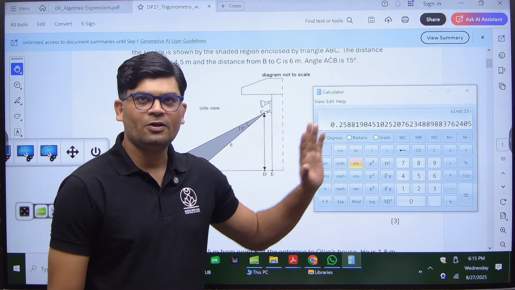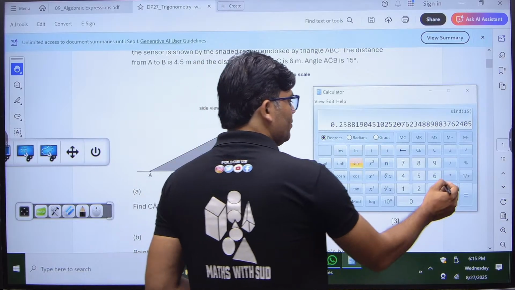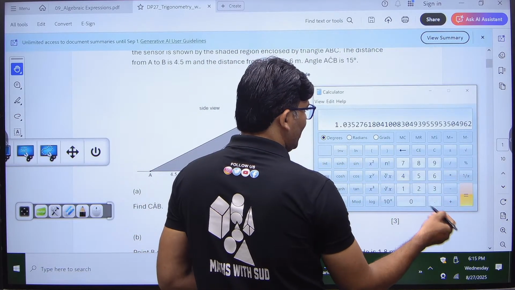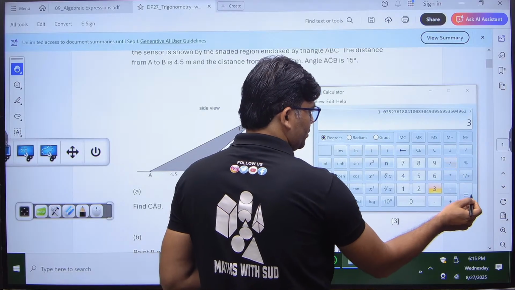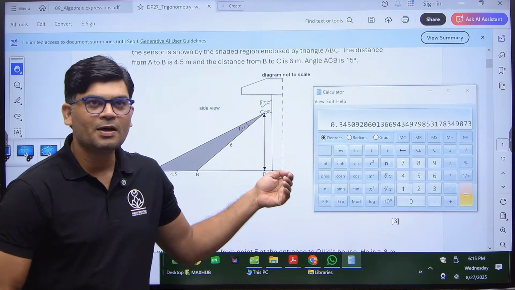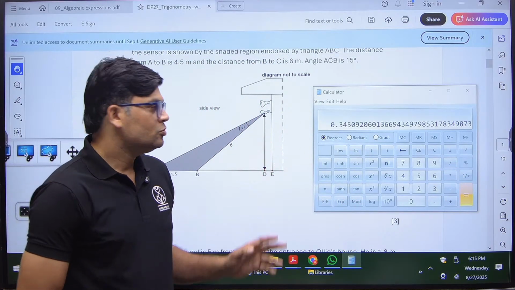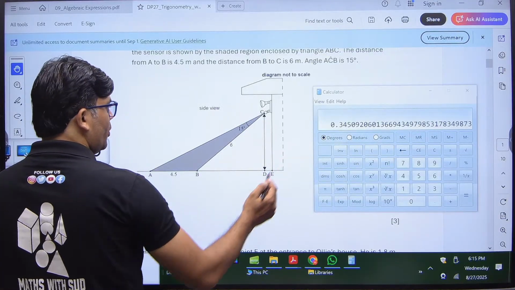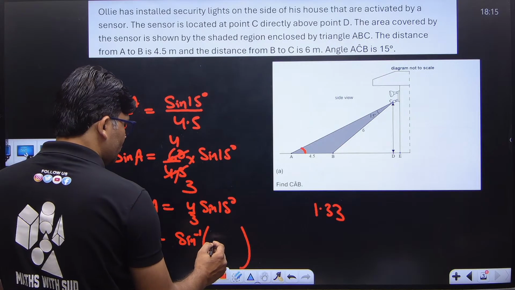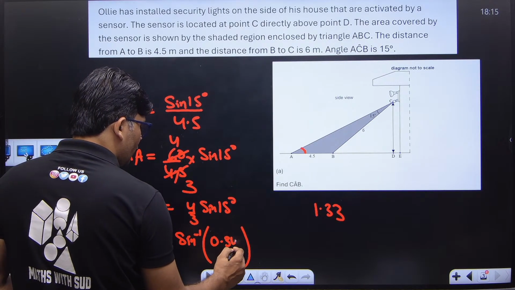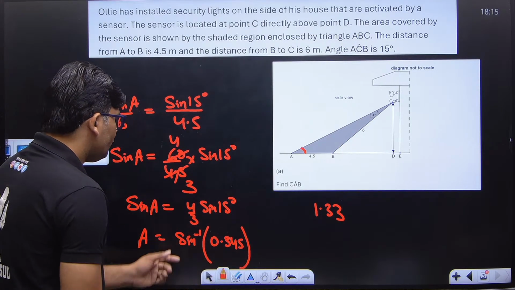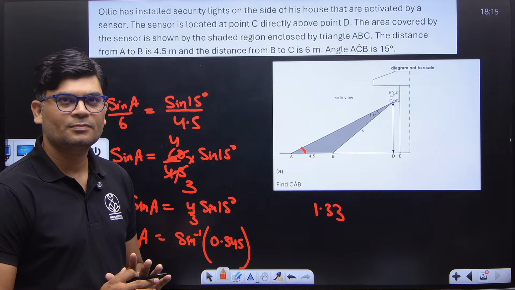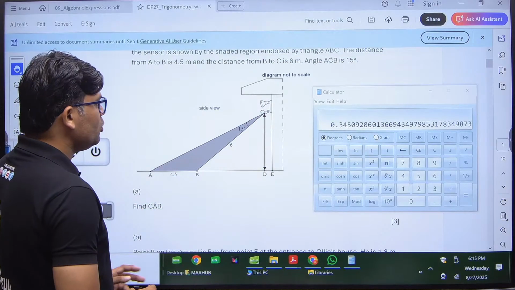0.258, this much value. So what I will do is multiply this by 4, and whatever I got, I will divide it by 3. We multiplied it by 4 by 3. So what I got is 0.345. I will take only 3 values. 0.345. So we need to find sine inverse 0.345. That's our answer.